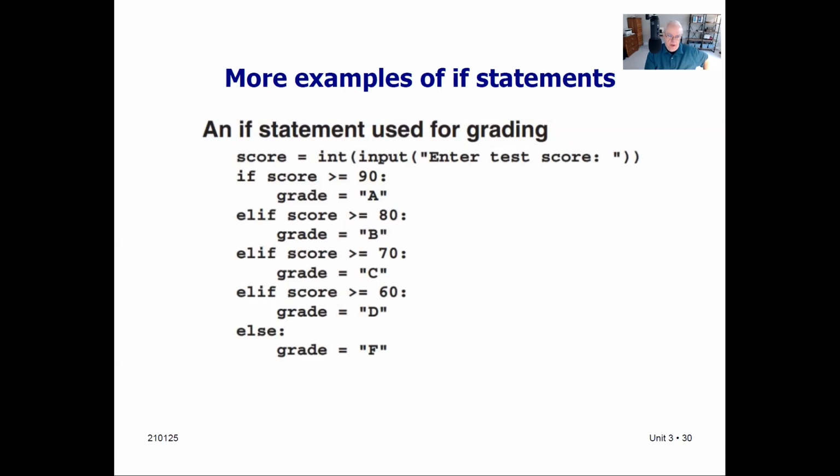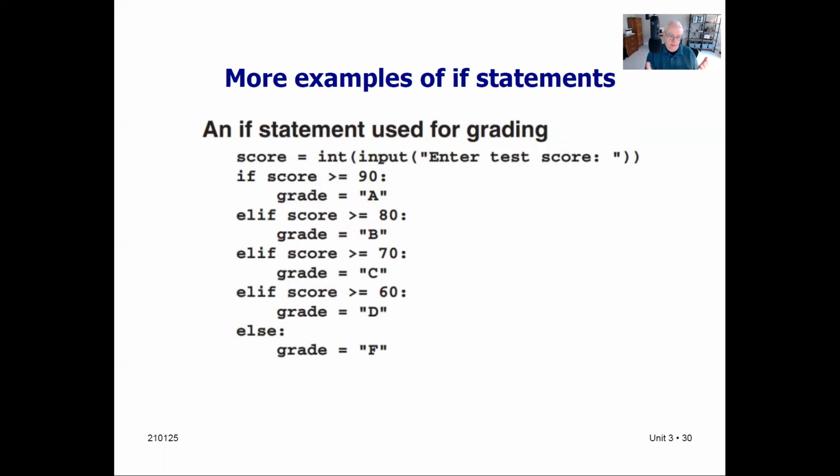So score is going to equal an integer that is input from our user at a prompt that says enter test score. Notice we have two functions that are embedded. A lot of that in Python. Input is embedded into the integer function here. So we have a whole number. We're not dealing with any fractions of any kind.